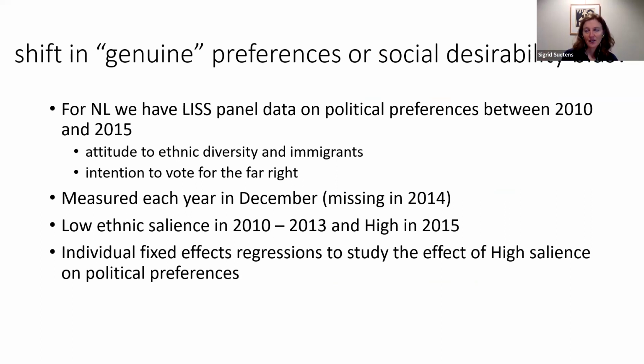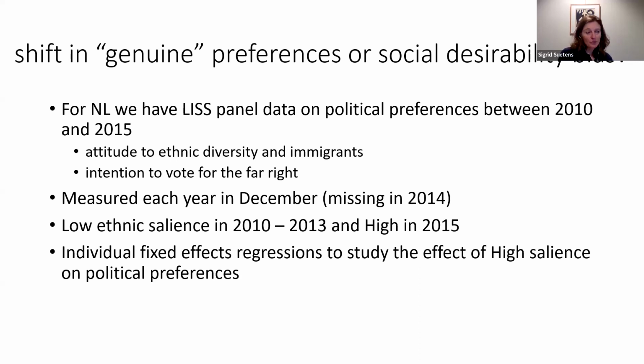Supposing now that in general it's not really due to attention or the difference in attention, it should then be due to a shift in genuine preferences, in genuine prosociality, or in some kind of social desirability bias. So also here we can do quite a bit. As I said, for the Netherlands, we have panel data from the LIS, and we have panel data on political preferences between 2010 and 2015. So basically the period that is of interest that we can cover here.